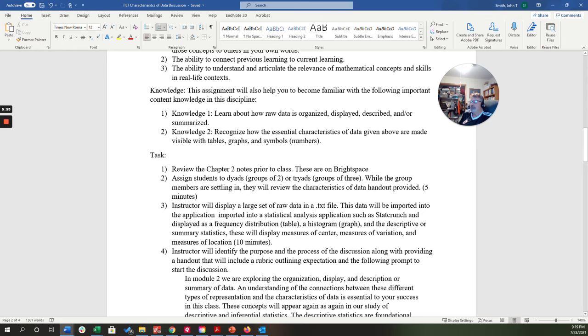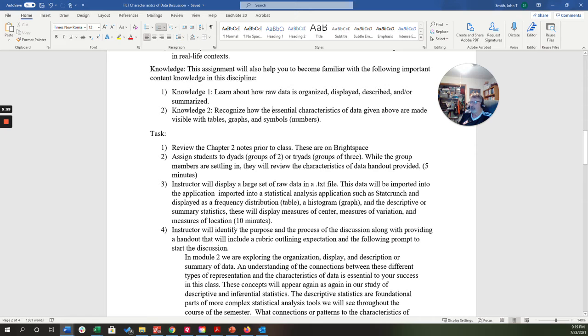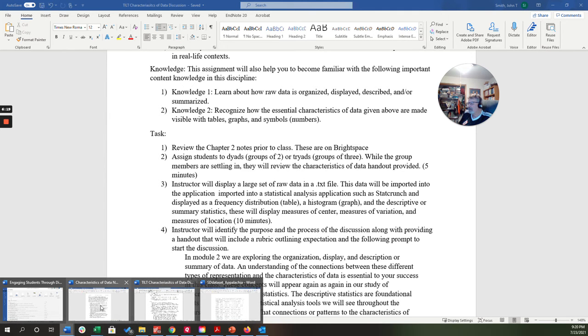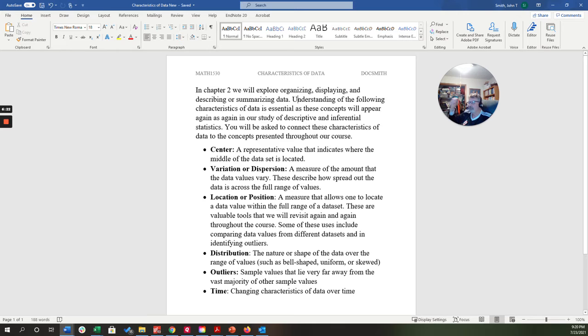So I want them to review the Chapter 2 notes prior to class. These are in Brightspace. I'm going to assign the students to dyads, language I got from doing the Circle of Trust work with the Parker Palmer organization, which are groups of 2, or triads, groups of 3. While the group members are settling in, they will review the characteristics of data handout provided. And I actually have a copy of that here. And this is it. It'll have the rubric on the back. But this essentially is the same information that we just reviewed. But they'll have this in their hands as they're settling in to review.